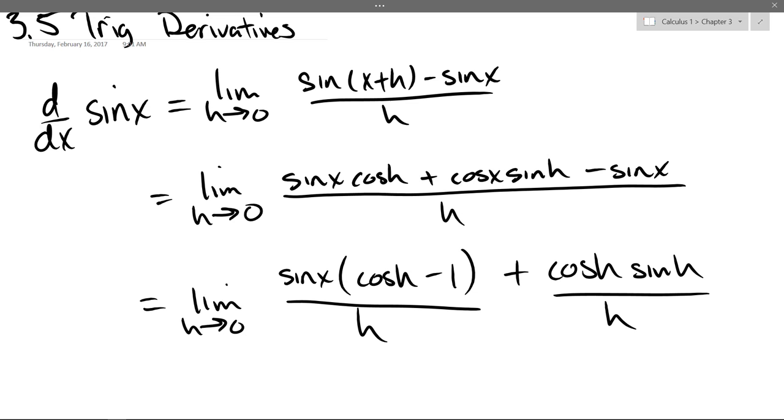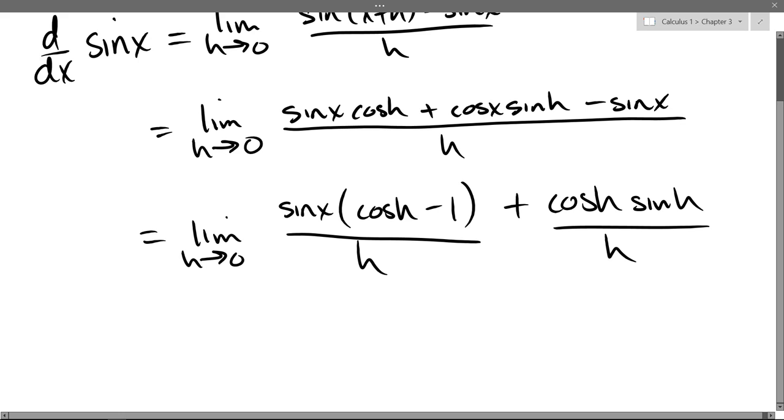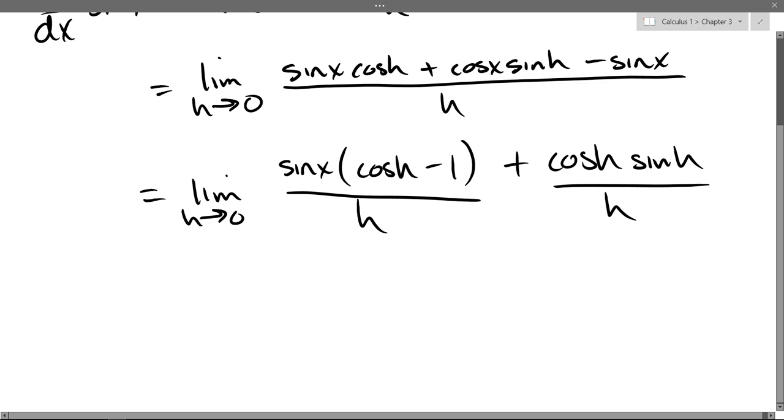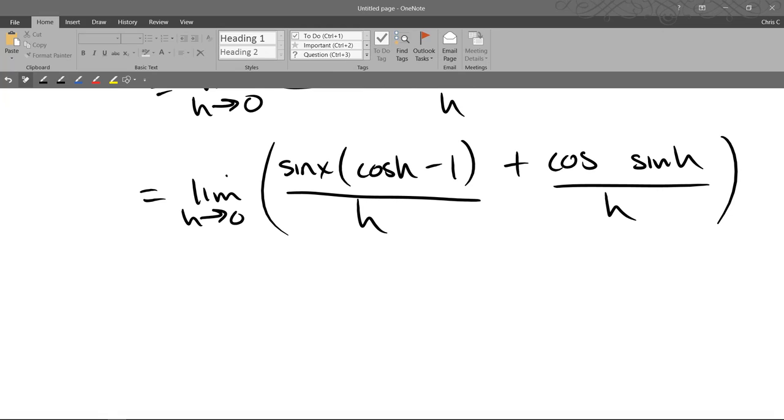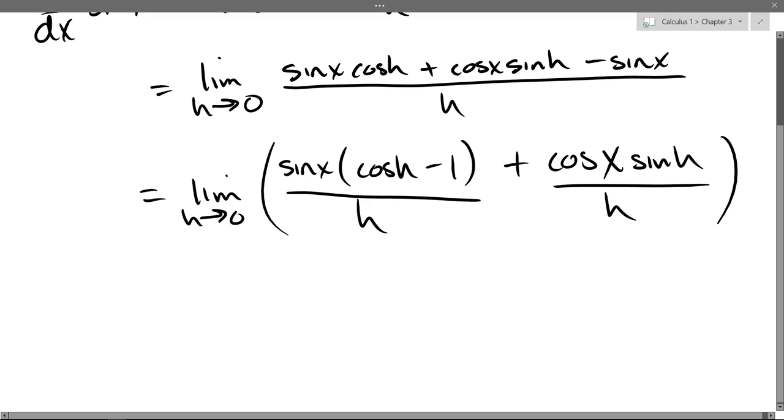All right. So I did factor out, but I also broke this fraction into two separate fractions added together. So I did two algebra steps at once. Why is the cosine h and sine h? Oh, it should be cos x. Yes. All right, so that was just algebra. Now I'm going to take the limit of both of the two sums separately. This is the sum rule for limits, or maybe we call them laws, the sum law.